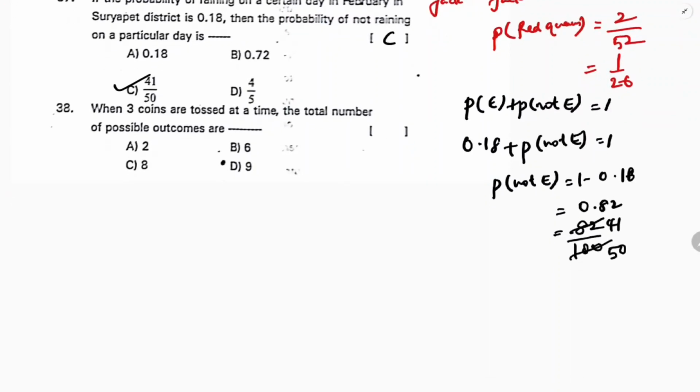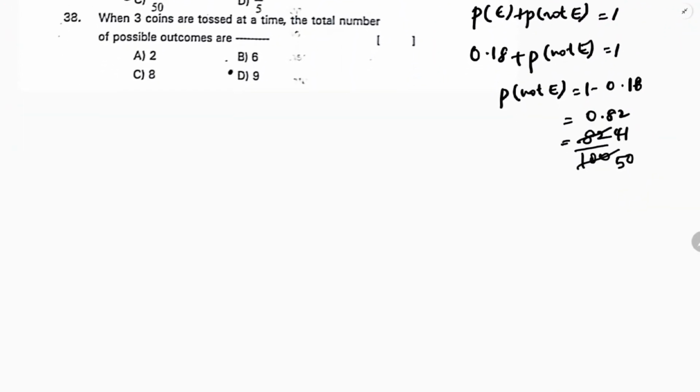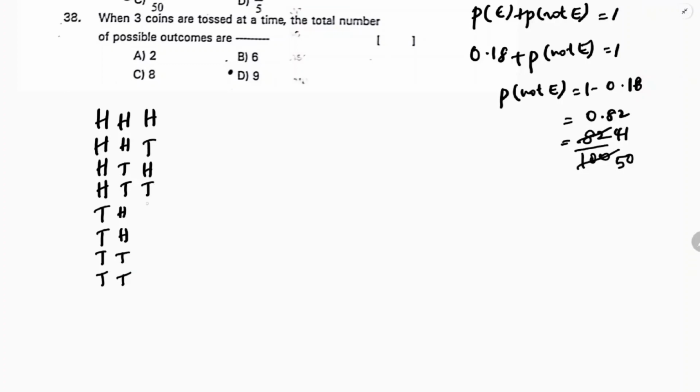If 3 coins are tossed at a time, the total number of possible outcomes. See, I told you can write like this easily: 4 heads, 4 tails, 2 heads, 2 tails, instead of searching. Then 1 head, 1 tail, 1 head, 1 tail, head, tails. Now see, total outcomes are 1, 2, 3, 4, 5, 6, 7, 8. Total outcomes are 8. Correct option is C.